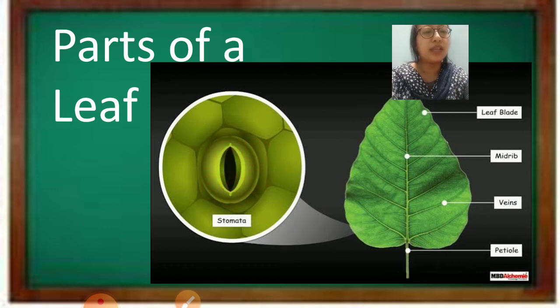One very important thing that you need to understand here is that you cannot see stomata with your eyes. The stomata are visible only under a microscope. When you see the leaf under a microscope, only then can you see your stomata. And when there is only one pore, then you call it stoma, and when there is more than one pore, then you call it stomata.